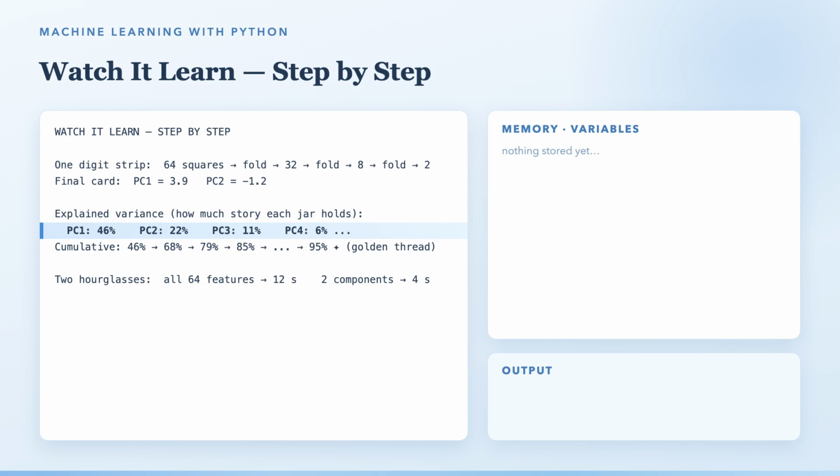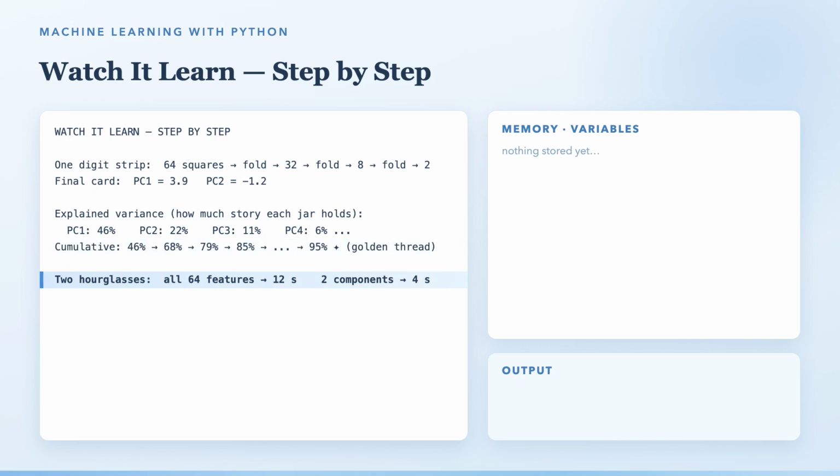Let's trace the numbers on screen, one by one. A single-digit strip begins at 64 squares. Fold, 32. Fold, 8. Fold, just 2. The final card reads PC1 equals 3.9, and PC2 equals minus 1.2. Now the variance jars. PC1 holds 46% of the story. PC2 adds 22. PC3 11. PC4 6. Each jar a little less than the one before.